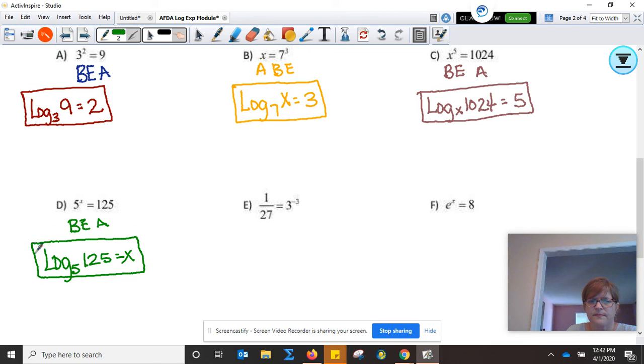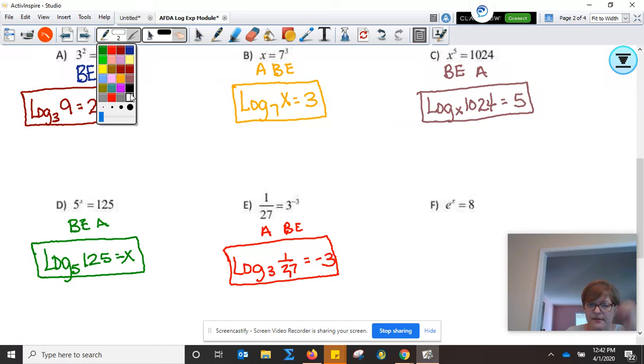Now this next time I threw a negative in on you. Not a big deal. Not doing anything different. This is your answer, this is your base, and negative 3 is your exponent. So log base 3 of 1/27 equals negative 3. Any questions about that? If so, write down your questions as we're talking and get with your teacher, please.